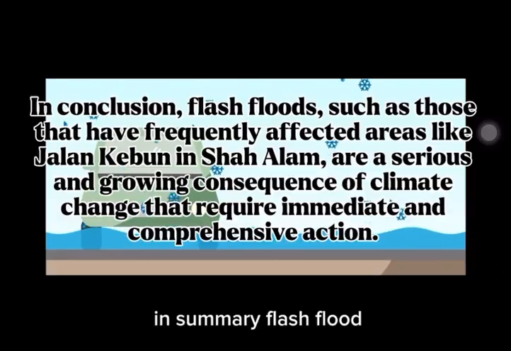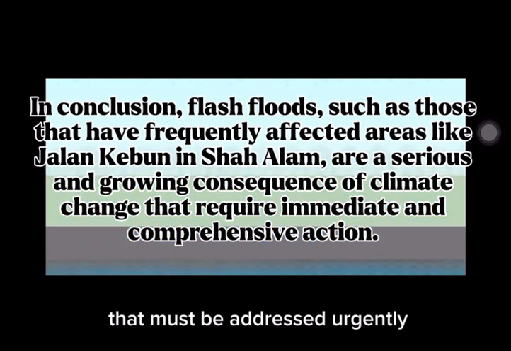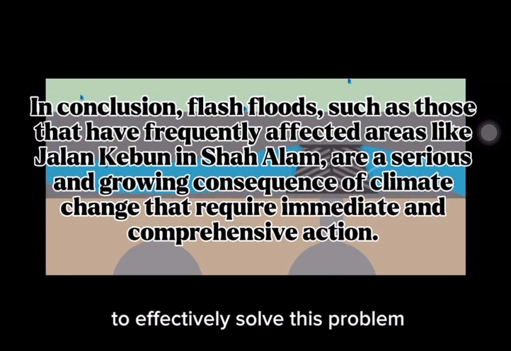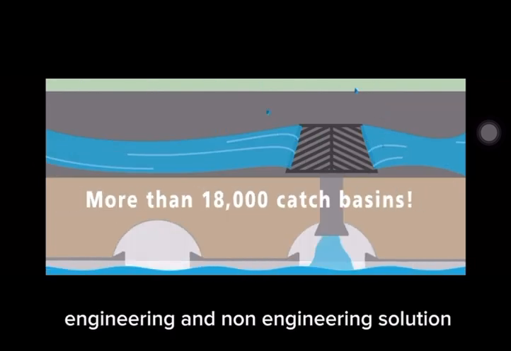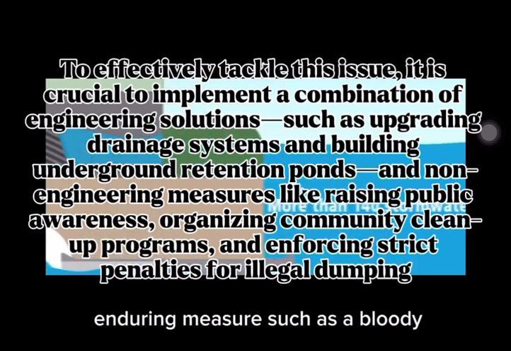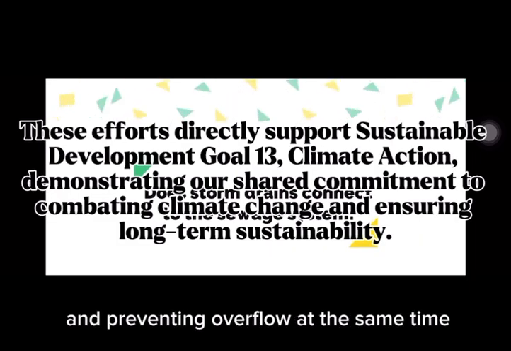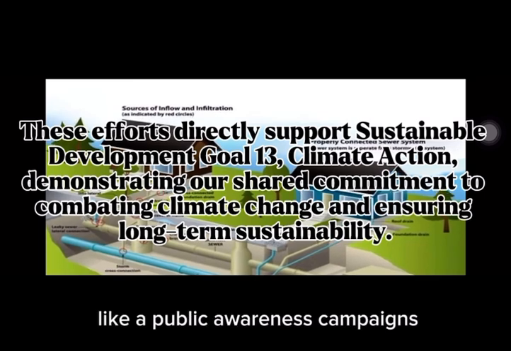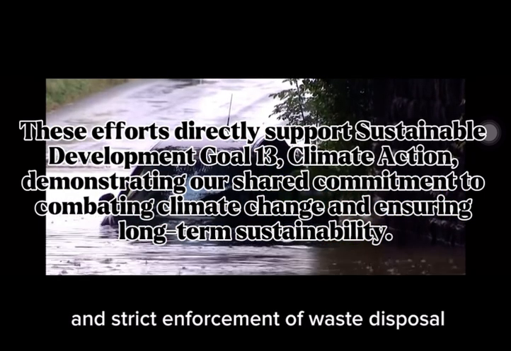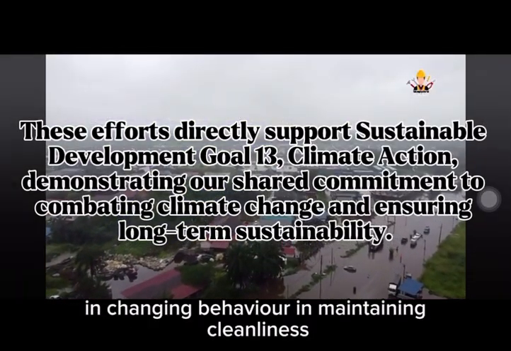In summary, flash floods are one of the serious effects of climate change that must be addressed urgently. To effectively solve this problem, we need a combination of both engineering and non-engineering solutions. Engineering measures such as building underground detention ponds and upgrading the drainage system are crucial for controlling water flow and preventing overflow. At the same time, non-engineering initiatives like public awareness campaigns, community clean-ups, and strict enforcement of waste disposal must play an equally important role in changing behavior and maintaining cleanliness.